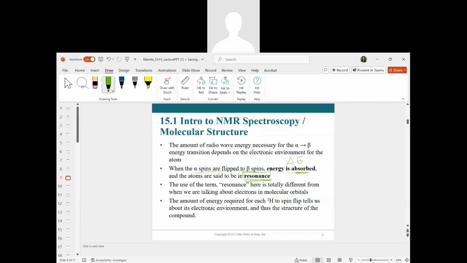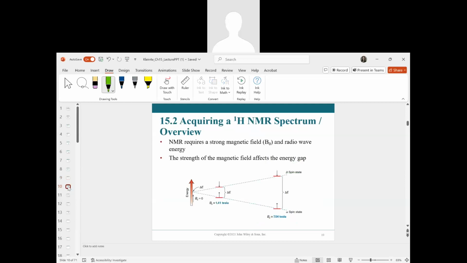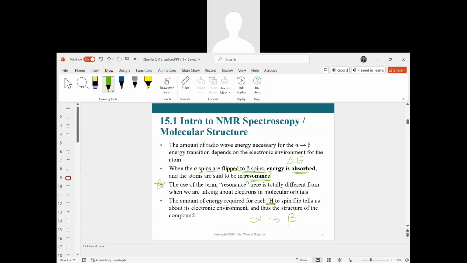So again, this is very different from resonance you've heard about before, as far as electrons moving to different orbitals. But now we have this change from alpha to beta spin state, and that spin flip occurs, and we can then probe different molecules to see the different protons that are in the structure. We'll look at this in more detail in the next section.